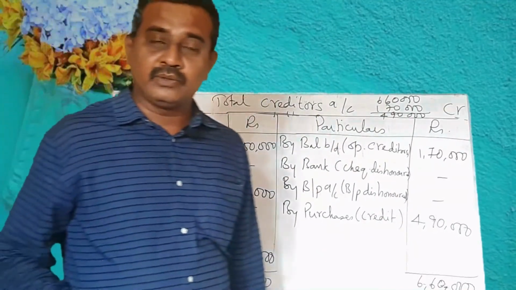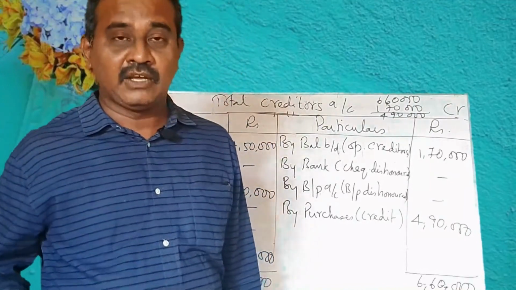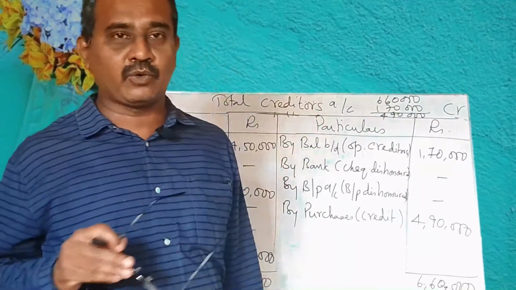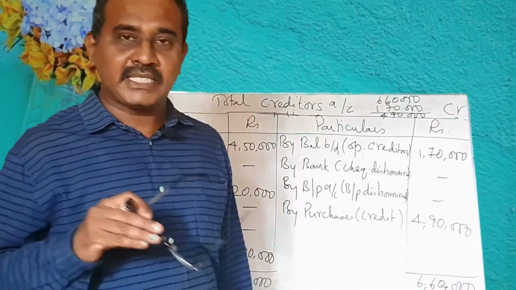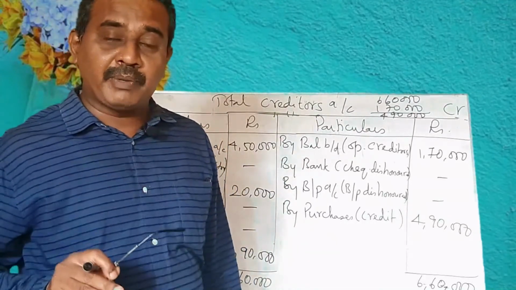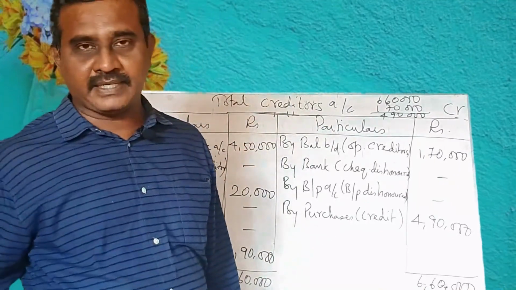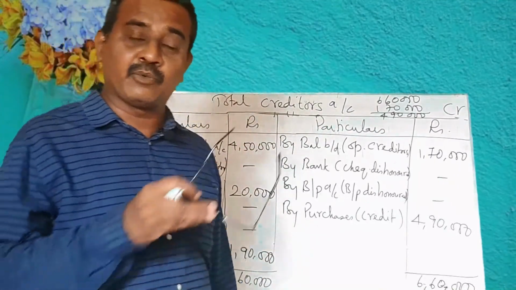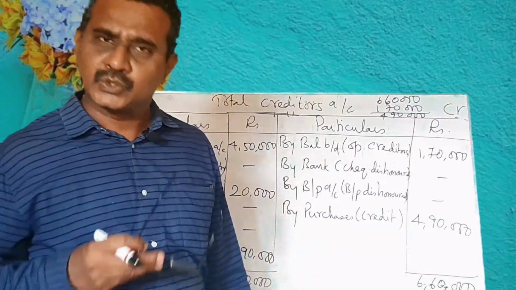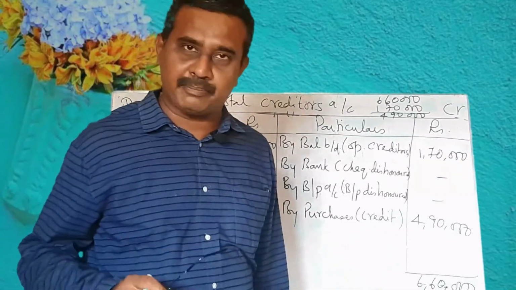Again, I remind you, if you are asked to find out credit purchases, see whether any bills payable opening balance and closing balances are given, or bills payable dishonored. If they are given, you have to prepare two accounts, that is the bills payable account and the total creditors account. In this sum, the opening bills payable and closing bills payable are not given. So leave that and you can directly go to the total creditors account and prepare.